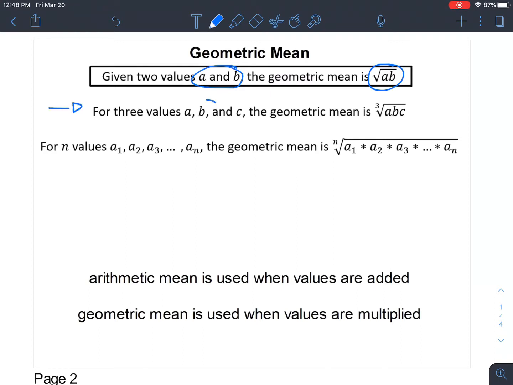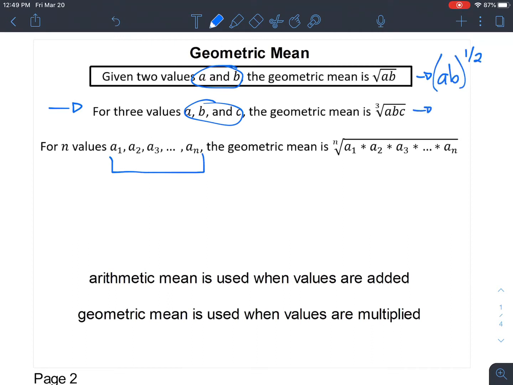So for three of them, a, b, and c, we can find it by doing the cube root of the product of those three. And then lastly, if we have n values, so any number of values, we can multiply them all together and then take the nth root of those in order to get our answer. Now, I know for some of you, your calculators may not be able to do all of these calculations, so you can also use fractional exponents.